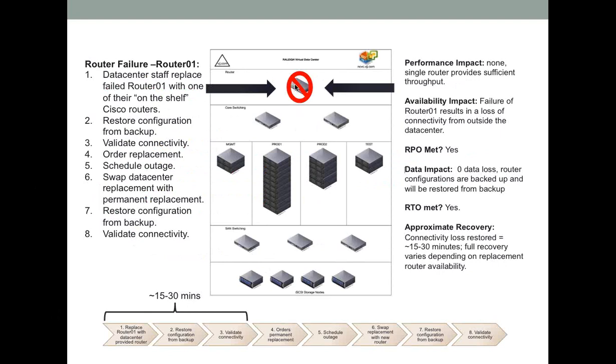The router fails, they rip and replace, they restore that configuration from backup. The next thing that we need to do, as well as they need to do, is validate connectivity. Is it back up? Is it working? Now, on the side of the small business, the next step would be that we need to order a replacement. We potentially have our services back as soon as that router is back up and running, but that's effectively a temp-loan router, and we've mitigated that risk. So we might say, for example, it takes somewhere around 15 to 30 minutes to recover.